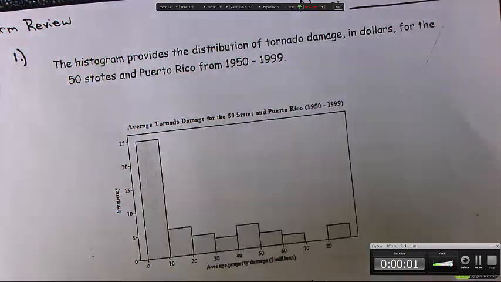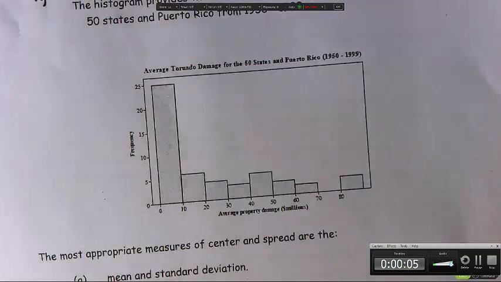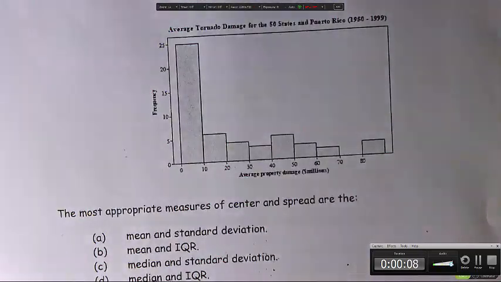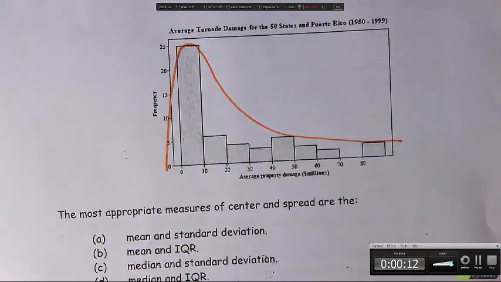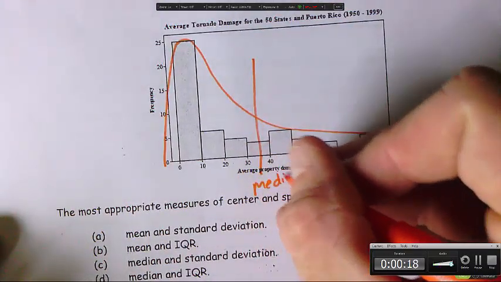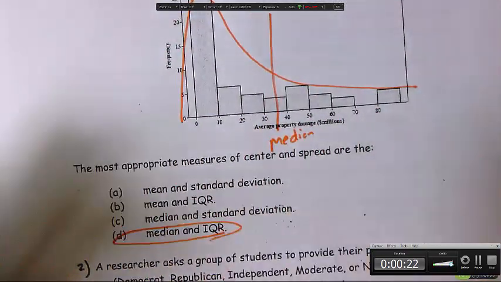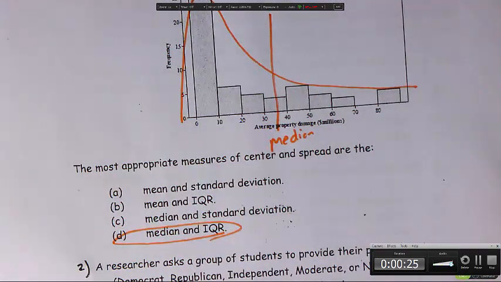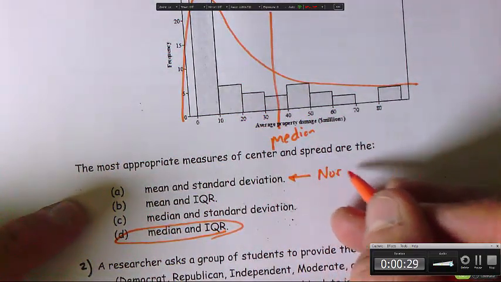Alright, the histogram provides the distribution of tornado damage in dollars. The most appropriate measures of center and spread: you should look at this and say it is skewed data. For skewed data, the best measure of center is the median, and the best measure of spread is the IQR. So the answer is D. Mean and standard deviation are the best if it is normal.